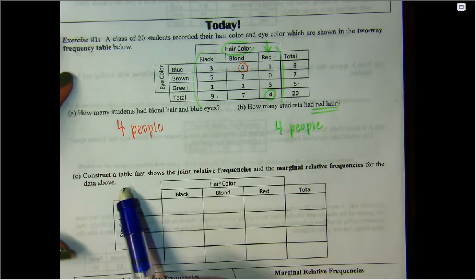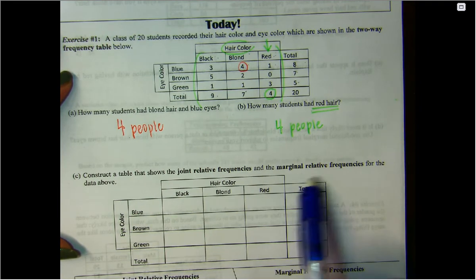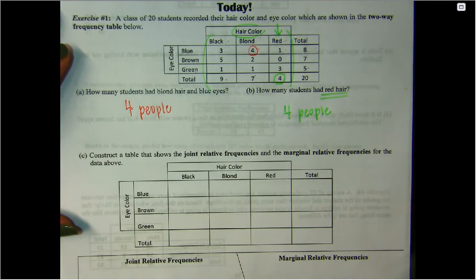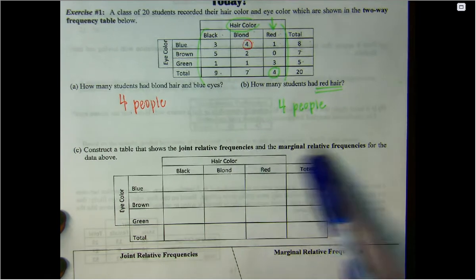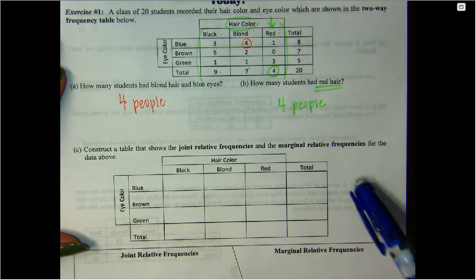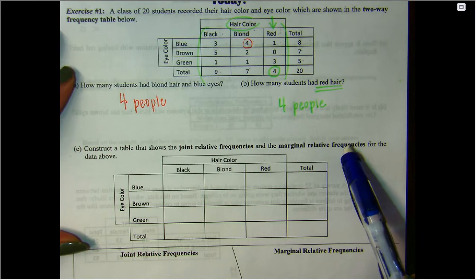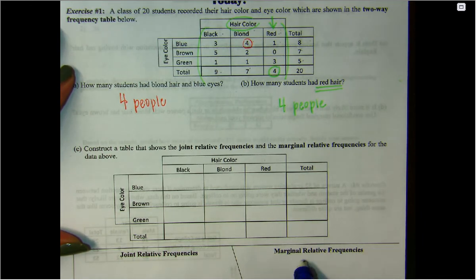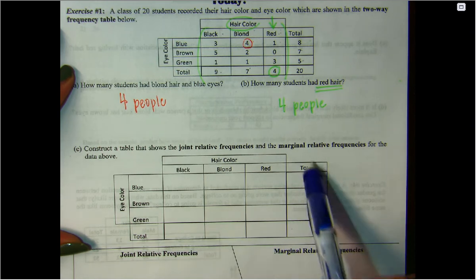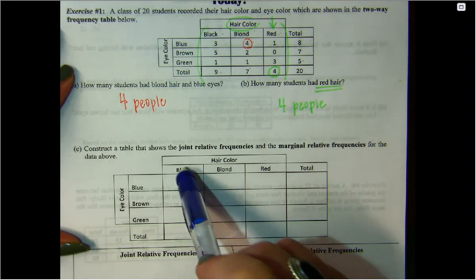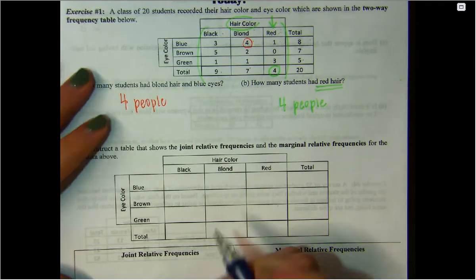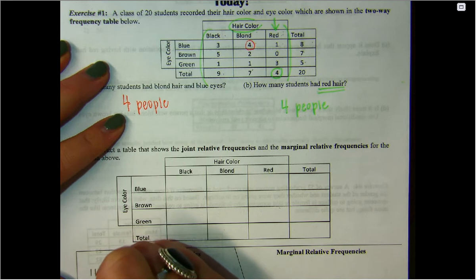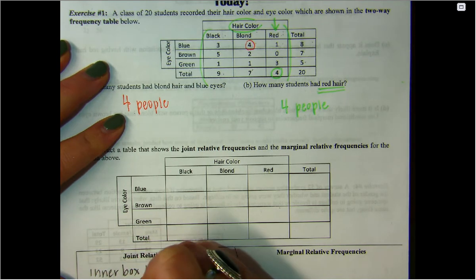So let's construct a table that shows joint relative frequency and marginal relative frequency. Frequency is how often something is happening, out of a total. Marginal relative frequency is when you take the total out of the total. And joint relative frequencies are just these inner boxes. So we can say inner box number divided by total sample.